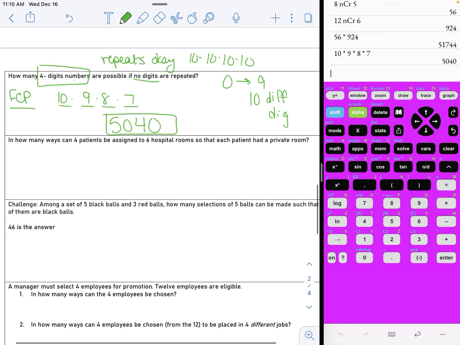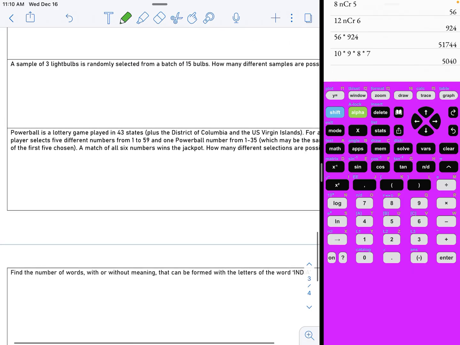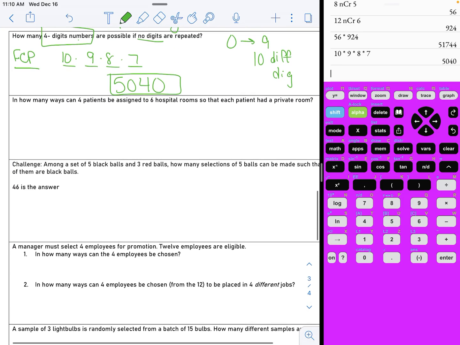How many different ways can 4 patients be assigned to 6 hospital rooms so that each patient has a private room? So, excuse me.